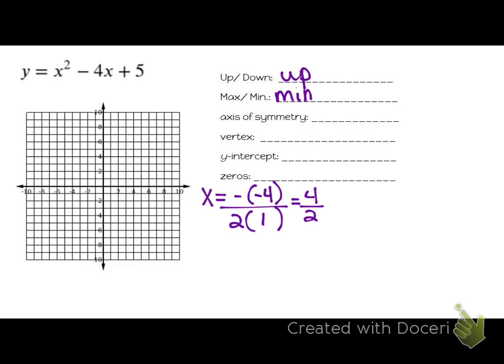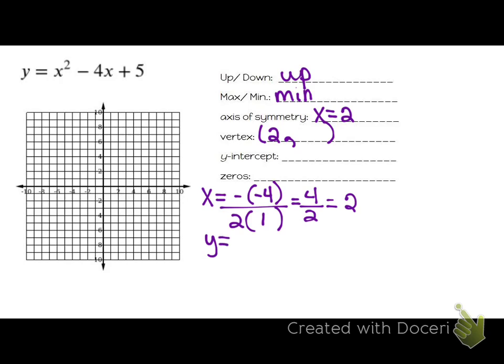What's 4 divided by 2? 2. So my axis of symmetry is going to be x equals 2. So my vertex will be 2, comma. Now we find my y. How do I find my y?